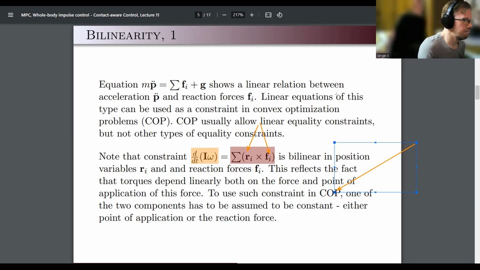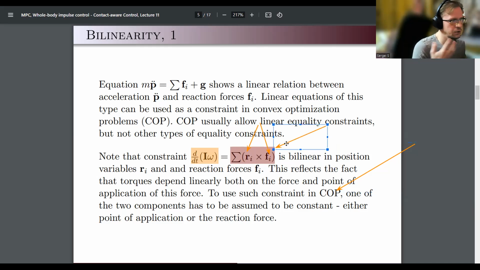So it is not a problem of how we write the equation. It is the nature of the problem that this equation of torques associated with reaction forces is somehow not suitable for convex optimization. It is a fact about the problem itself, not so much about how we write the problem.